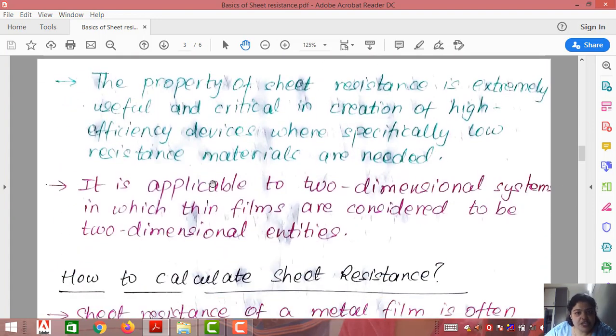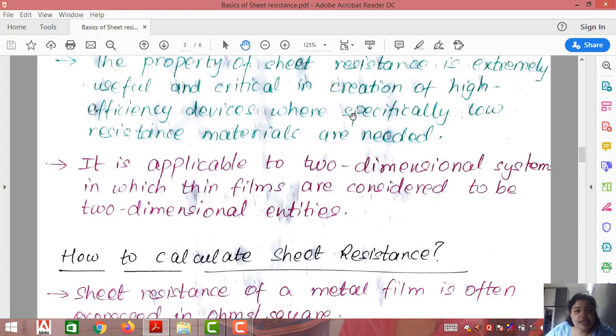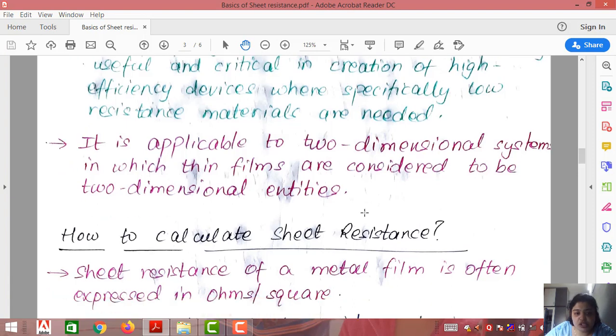The property of sheet resistance is useful and critical in the creation of high efficiency devices where low resistance materials are needed. Specifically, it is used in the design of solar cells, LEDs, and other semiconductor devices. It is applicable to two-dimensional systems in which thin films are considered to be two-dimensional entities. As I just explained, why two-dimensional entities? Because we consider thickness very, very small compared to the other two dimensions.